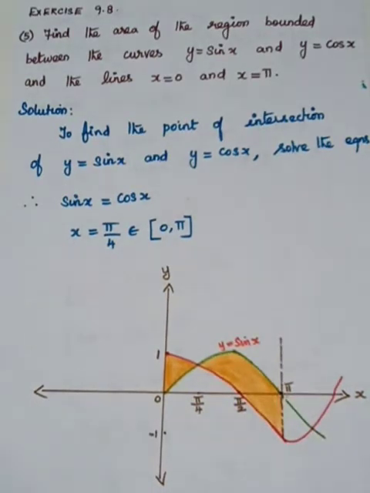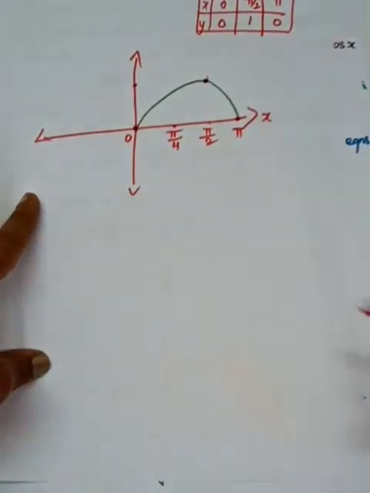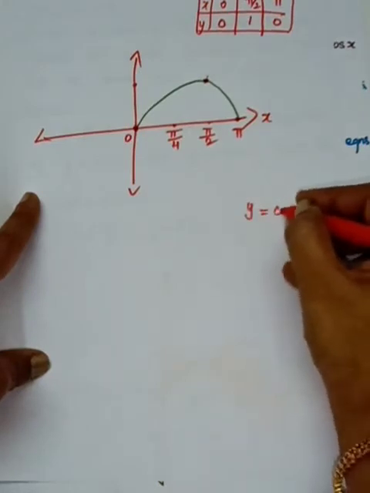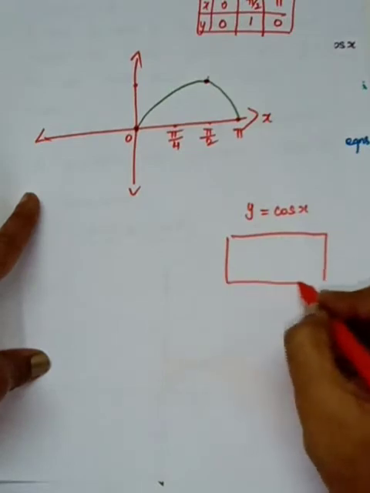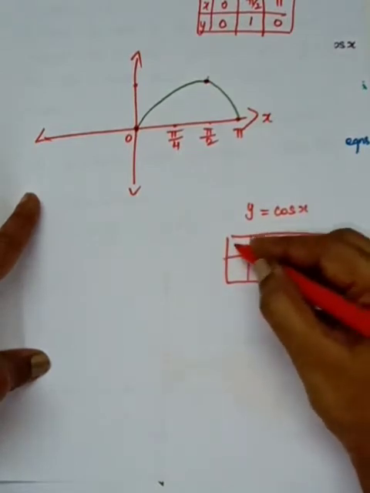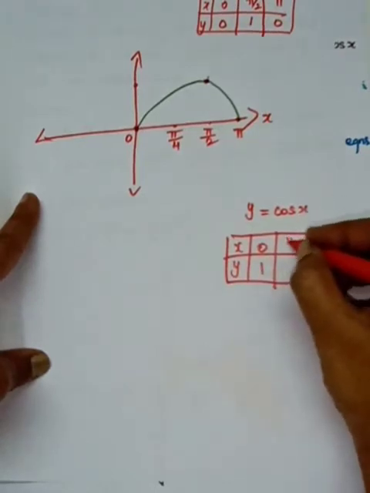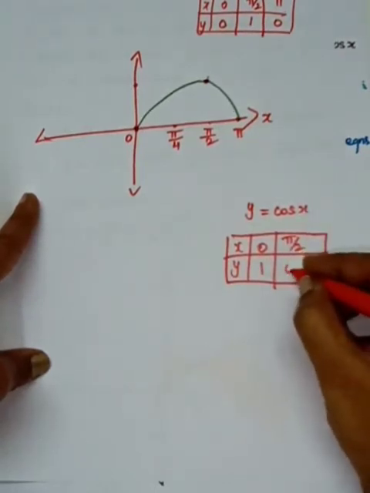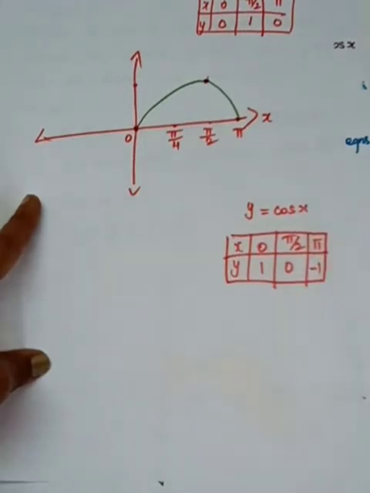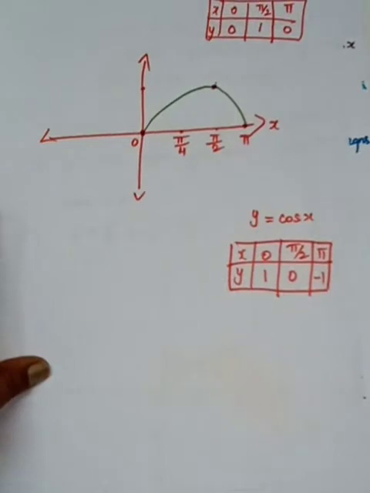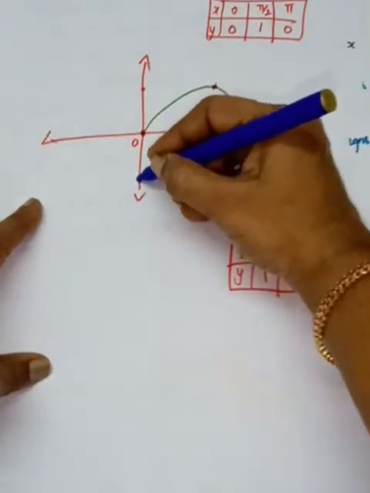Next I have to go for y is equal to cos x. So the curve is y is equal to cos x. So you have to go for the tabular column. Put x is equal to 0. If you substitute 0, cos 0 is 1. X equal to pi by 2, 90 degree, cos 90 degree is 0. X equal to pi means cos pi is minus 1. So using the points, we have to draw the cos x curve. So 0 comma 1.